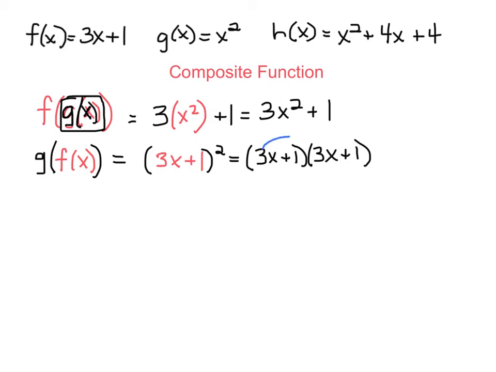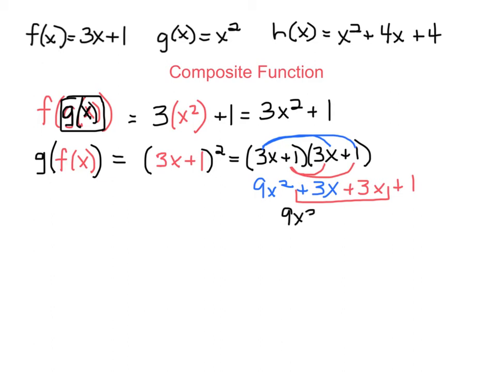So I'm going to distribute the 3x first to the first term and the second term. Then I'm going to distribute the 1 second. Now I'm going to combine these like terms. So I'm going to end up with 9x squared plus 6x plus 1.